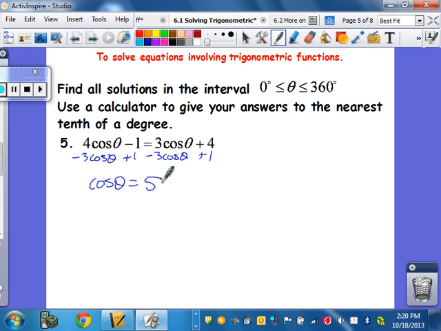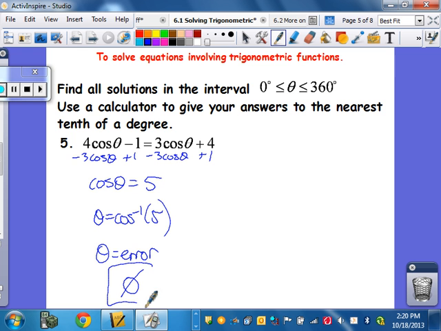And all of you should try this on your calculator right now. I know how to put 5 over 1 on a calculator, but I just want you to do this. If you take cosine inverse of 5, you get a big fat error message on your calculator, which means there is no solution. It's an empty set. You can write no solution. You can write the empty set symbol. But I want to show you why this is true.